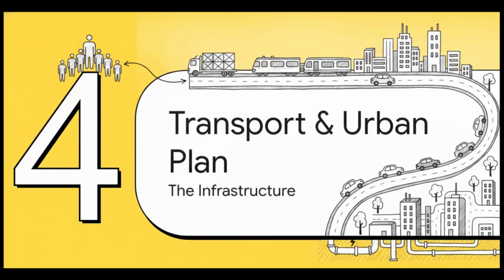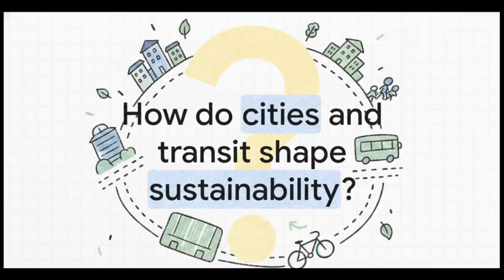Section 4. Transportation and urban planning, the infrastructure. As populations grow and we need to distribute the food we just talked about, we arrive at the infrastructure layer. If you commute to work, if you take a bus, or if you simply live within a city limit, this is the structural layer of sustainability that dictates your daily movement and your physical environment.